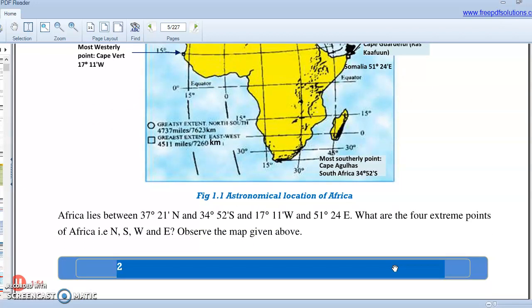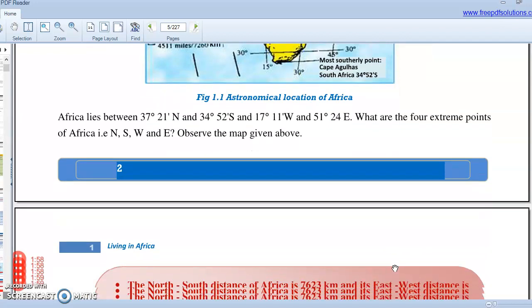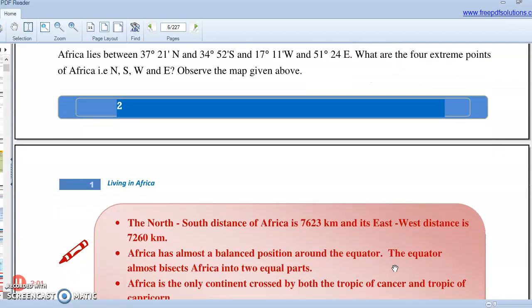Africa is a very large continent. It's a massive continent, as mentioned in the key terms. The north-south distance and the east-west distance of Africa is almost equal. This is a very unique characteristic of the continent. The north-south distance of Africa is 7,623 kilometers, and the east-west distance is 7,260 kilometers. Africa has almost a balanced position around the equator. This means the equator almost bisects Africa into 2 equal parts. Africa is also the only continent crossed by both the Tropic of Cancer and the Tropic of Capricorn.